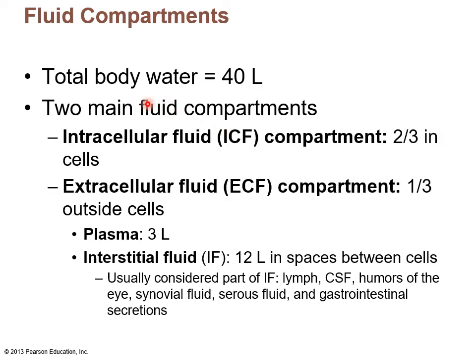So total body water, 40 liters, and there's two main fluid compartments. There's intracellular fluid. That's where 2/3 of the water is found. That's what's inside the cells. Extracellular fluid is the water that's found outside the cells, and this makes up 1/3. And out of that third, you have plasma that makes up 3 liters, and then you have interstitial fluid. Now, interstitial fluid is the fluid that's in between the cells.